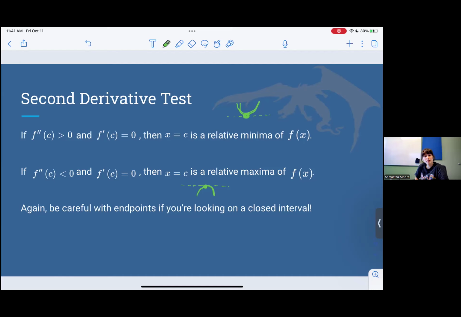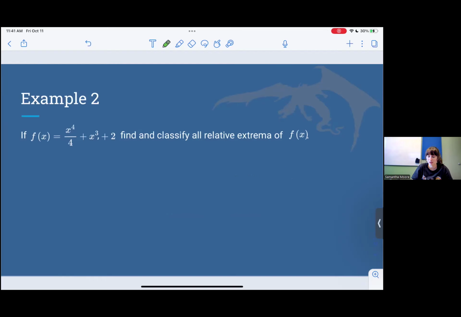So to do the second derivative test, we're going to need to check the sign of f double prime at places where f prime equals 0. And again, same caveat: if you're looking on just a closed interval, you're going to need to be careful with your endpoints in the same way that we were earlier. Okay, so let's see an example of this.